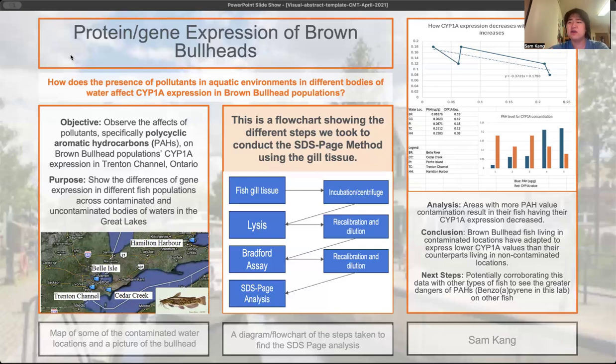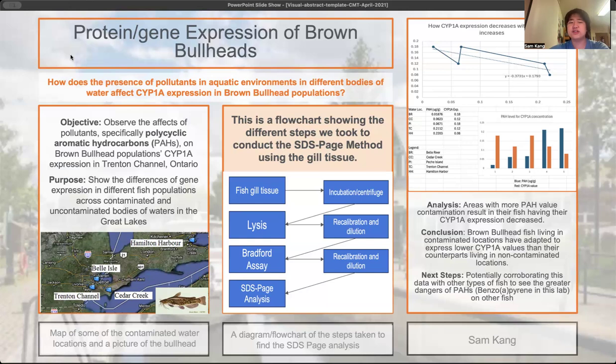Not only this, comparing that the manuscript conducted liver tissues in their SDS-PAGE method and we did gill tissues, another next step could potentially be using other tissues of the brown bullhead fish captured in Trenton Channel or other places to fully corroborate the data that CYP1A expression can decrease with PAH value in every single area of the fish's anatomy and physiology.